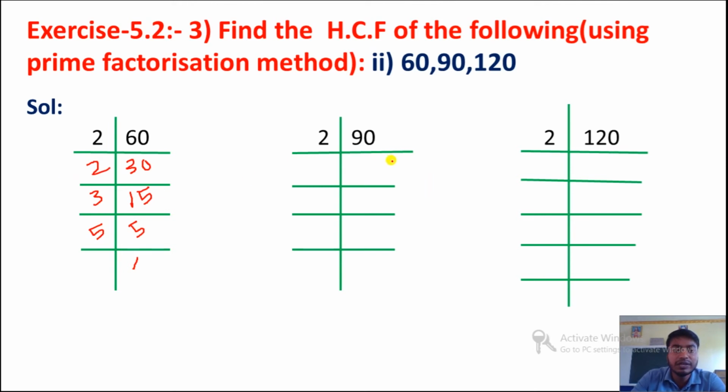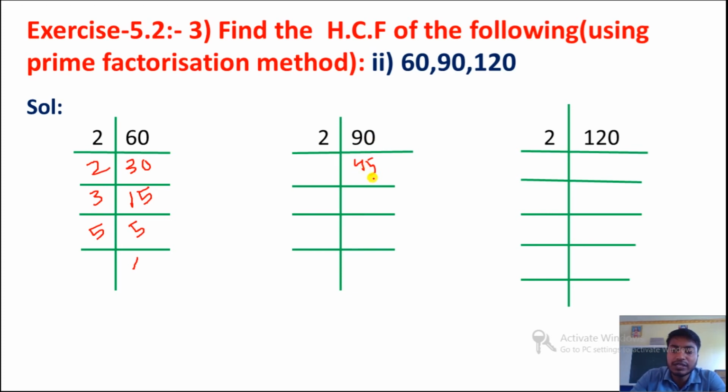Clear? In the same way we will do it for 90. This 90 we can easily divide by 2, so how many times will it go? 2 4s are 8, 1 left, 10, 2 5s are 10. Clear? Now here we got 45.